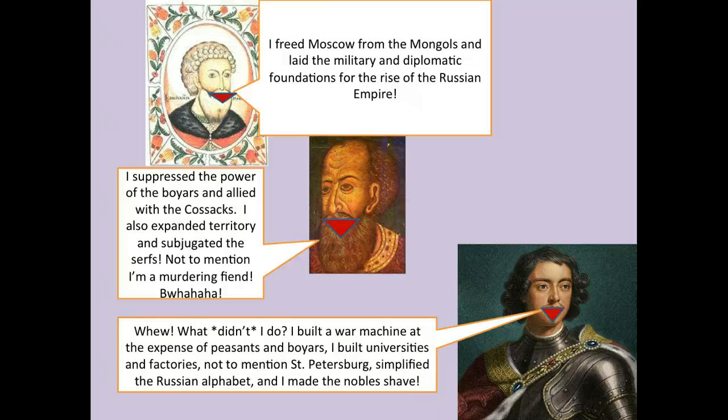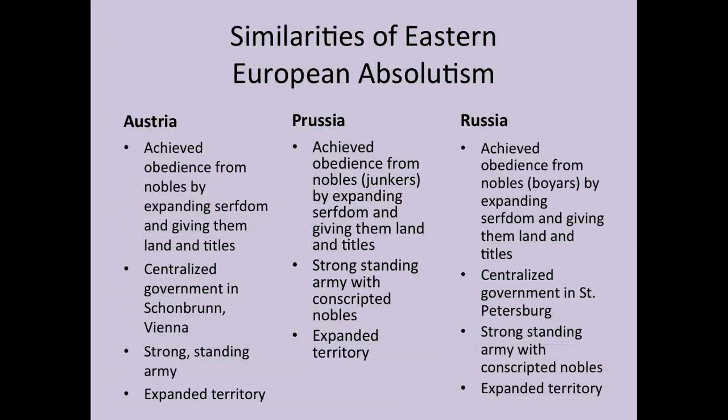Bwahahaha. And then here is Peter the Great, and he says, "Whew, what didn't I do? Man, I built a war machine at the expense of peasants and boyars. I built universities and factories, not to mention St. Petersburg, simplified the Russian alphabet, and I made the nobles shave." So, over here. Okay, sorry.